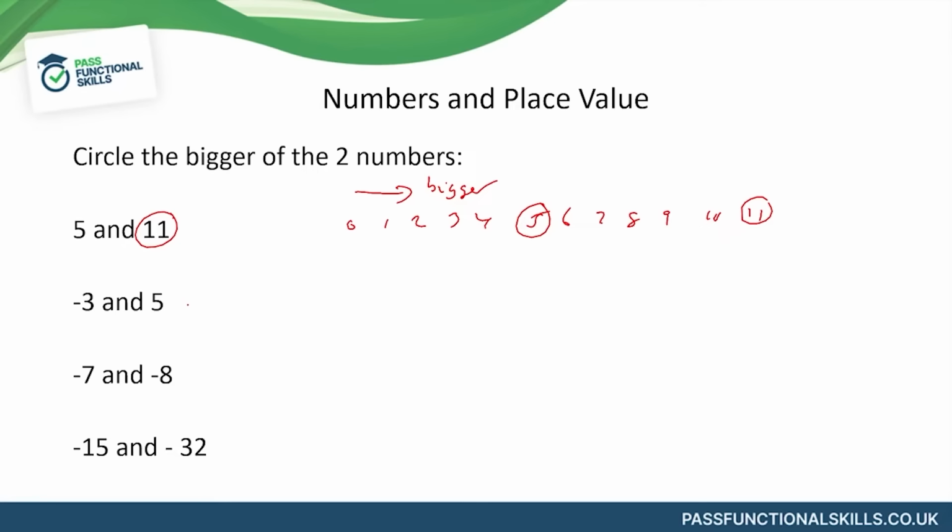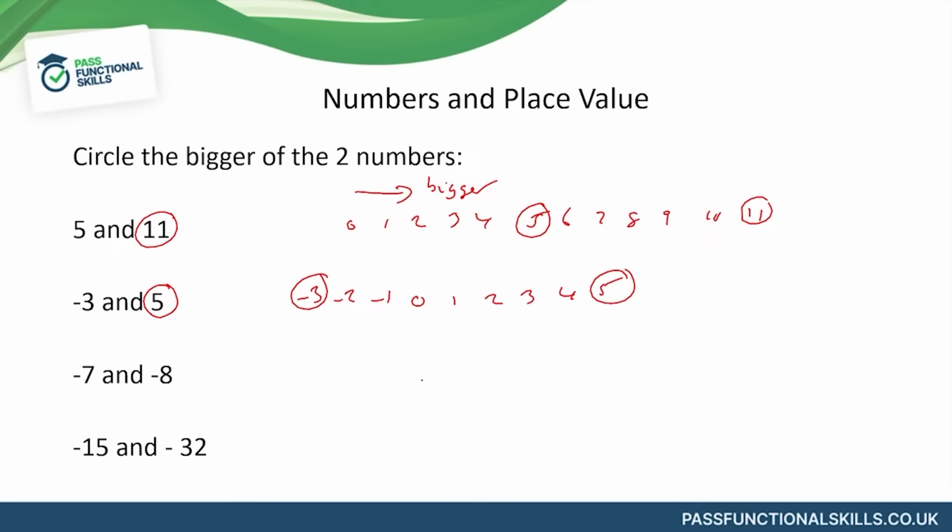For number 2, again, you probably know that a positive number is always bigger than a negative number. But if you need to, do your number line, 0, -1, -2, -3 to the left. 1, 2, 3, 4, 5 to the right. Well, 5 is further to the right than -3, so 5 is bigger.